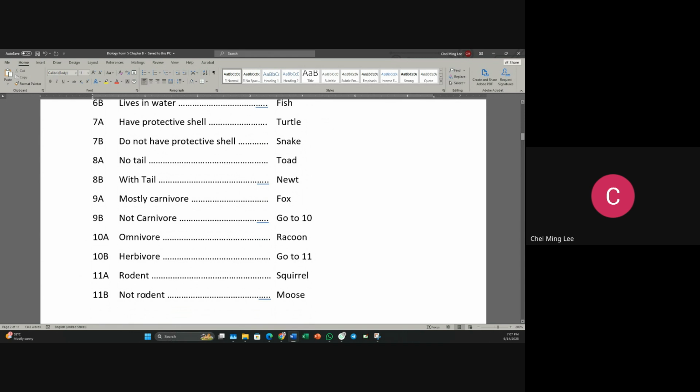Herbivore, then we go to rodent or no rodent. It means rodent is there's a tooth in front, like the mouse. Mouse there's a front tooth, right? That one is rodent, which is squirrel. Not rodent will be moose. This is how. I think wait, let me check.